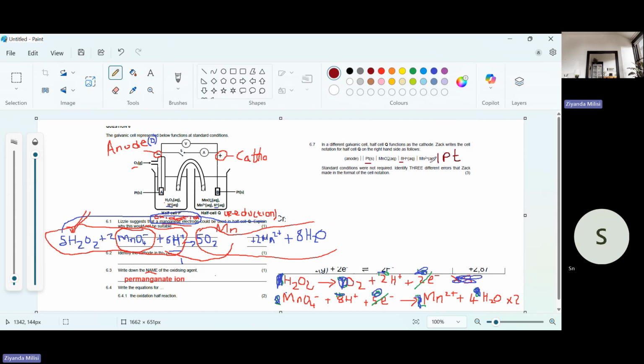Even the states of the substances, we leave out the states, they want 3, but they were not important. Also, you see here, it's aqueous and aqueous. They were not supposed to use this vertical line. They were supposed to use a what? A comma. Can you see the reasons?